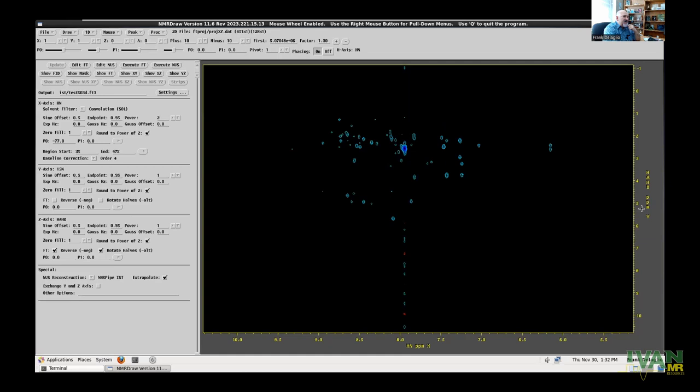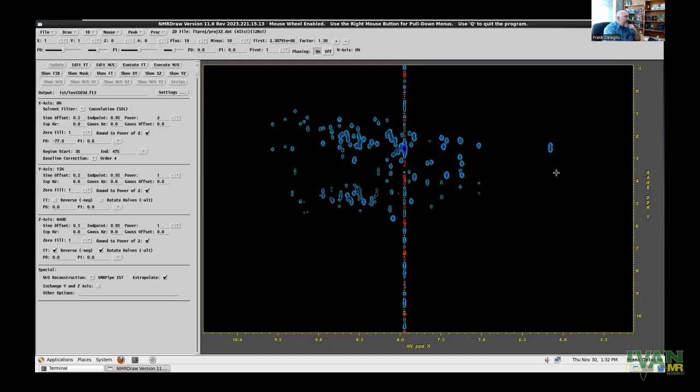And now that we have phase corrections and Fourier transform options set properly, I'll choose a NUS reconstruction method, and I'm going to choose SMILE because it's nice and fast, and this kind of data is perfect for it. I will update the corresponding scripts. And now, instead of executing the Fourier transform option, I'll execute the non-uniformly sampled option.